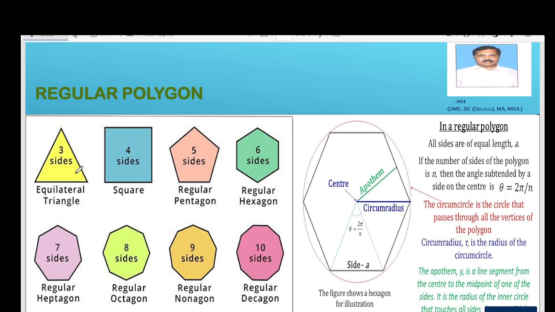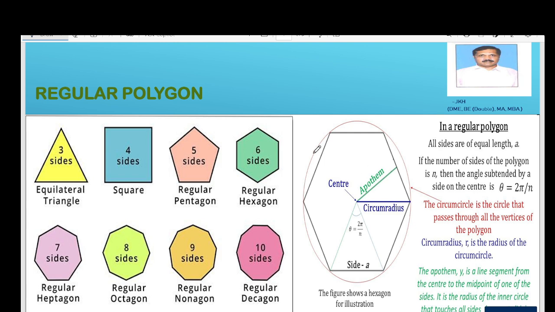For a triangle, it will be an equilateral triangle, with equal sides, 3 sides. For a quadrilateral, 4 equal sides, a square. Similarly pentagon, hexagon, nonagon, decagon, like this. All the sides should be equal.